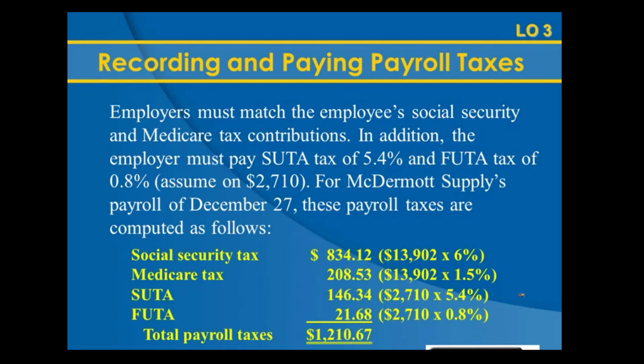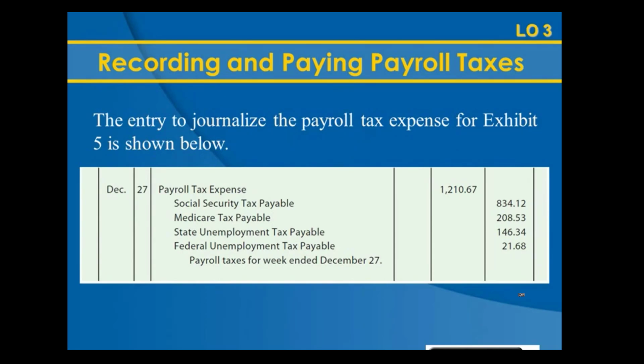The total amount of employer payroll tax expense is $1,210.67. McDermott records a journal entry debiting payroll tax expense and crediting each of the tax liability accounts using the data computed on the previous slide.